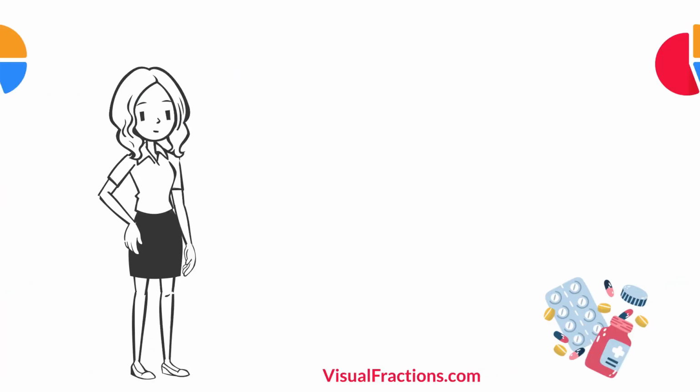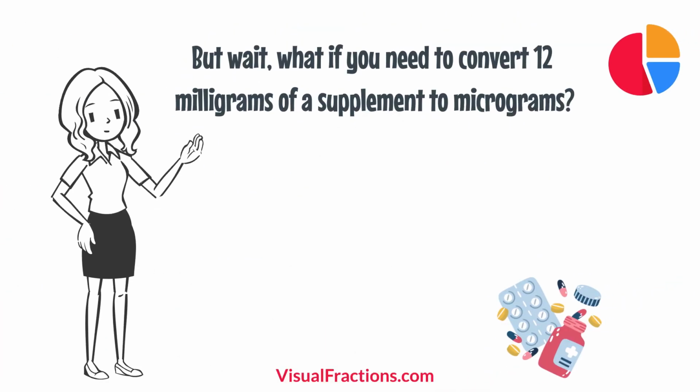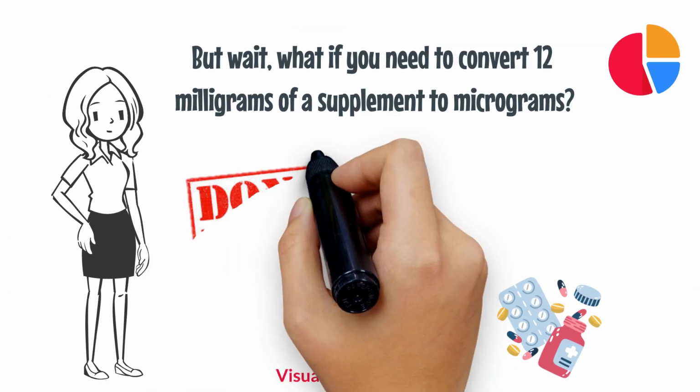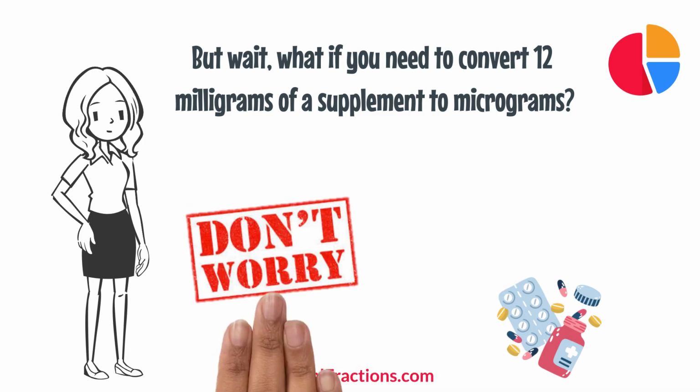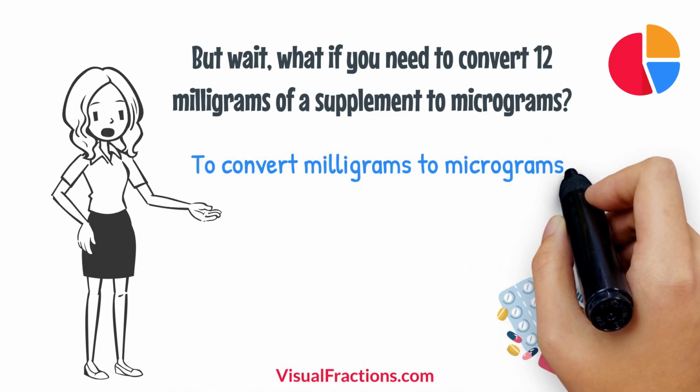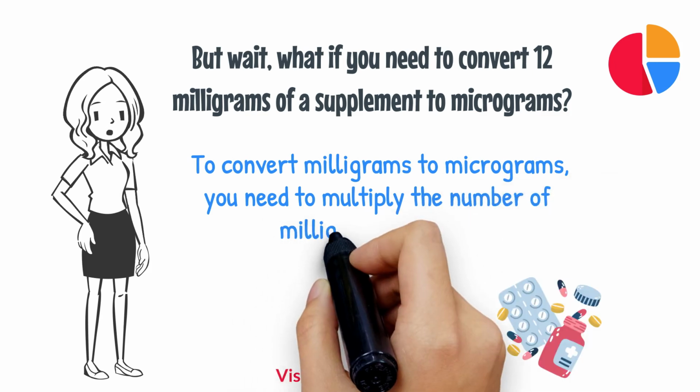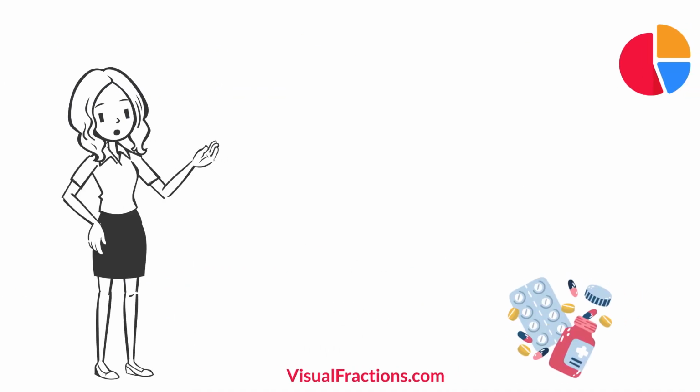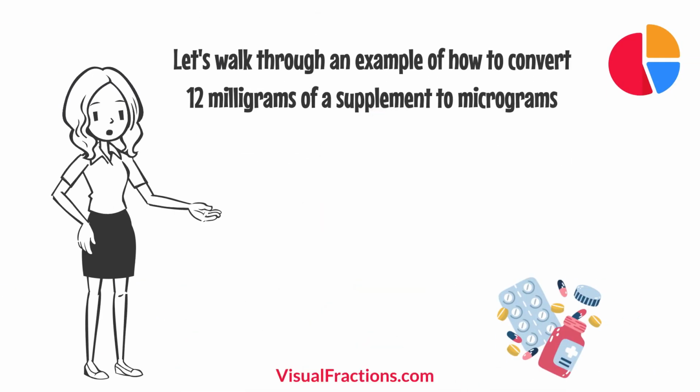But wait, what if you need to convert 12 milligrams of a supplement to micrograms? Don't worry, we've got you covered. To convert milligrams to micrograms, you need to multiply the number of milligrams by 1000. Let's walk through an example of how to convert 12 milligrams of a supplement to micrograms.